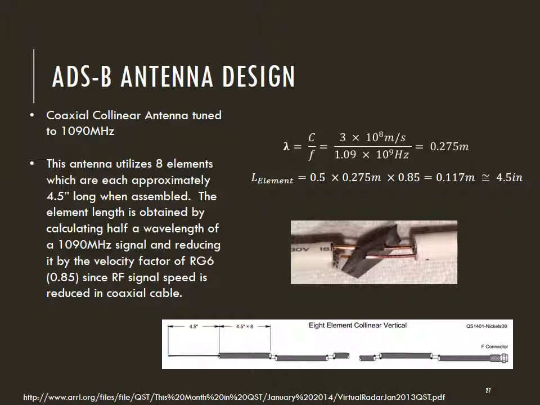But essentially, the type of antenna is a coaxial collinear, which is a collinear antenna made from just RJ6 coax cable. The calculations we used you can see in the equation to the right, and we used 8 elements, each approximately a half wavelength, which is about 4.5 inches when you account for the velocity factor of RJ6. Basically, that's just accounting for reduction in the speed of light through the RJ6 cable.